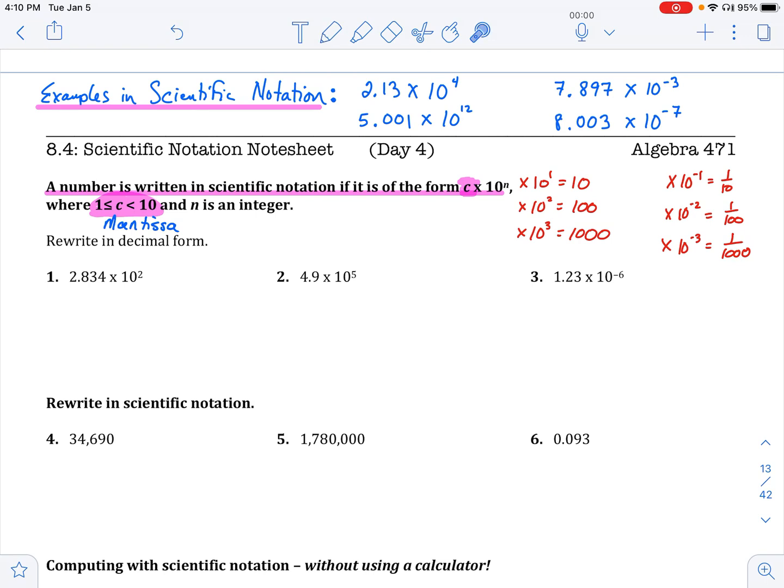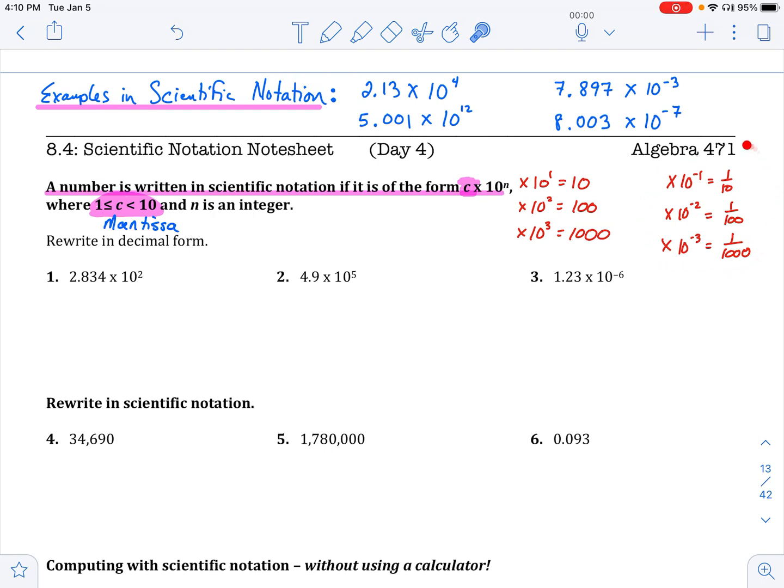I also would like to emphasize that as we take a look at multiplying by 10 to the first, or 10 to the second, or 10 to the third, multiplying by those is going to make the number larger. Multiplying by 10 to the first is the same as multiplying by 10. Multiplying by 10 to the second is the same as multiplying by 100. Multiplying by 10 to the third is multiplying by 1,000, which is why those numbers are becoming larger.